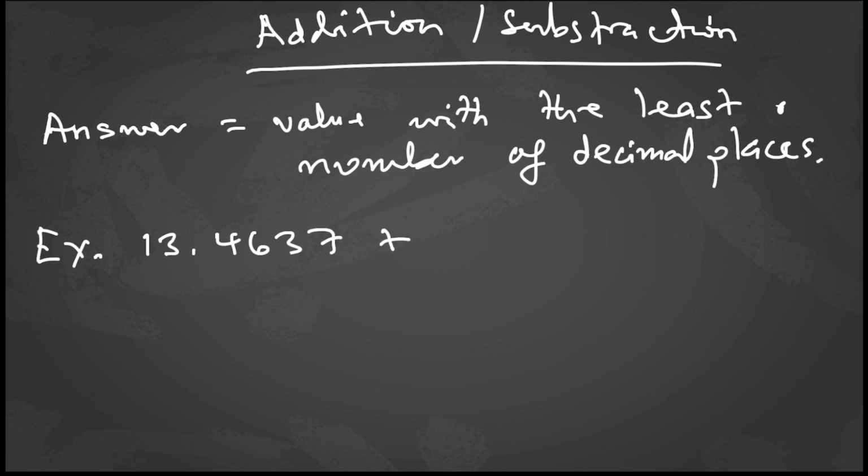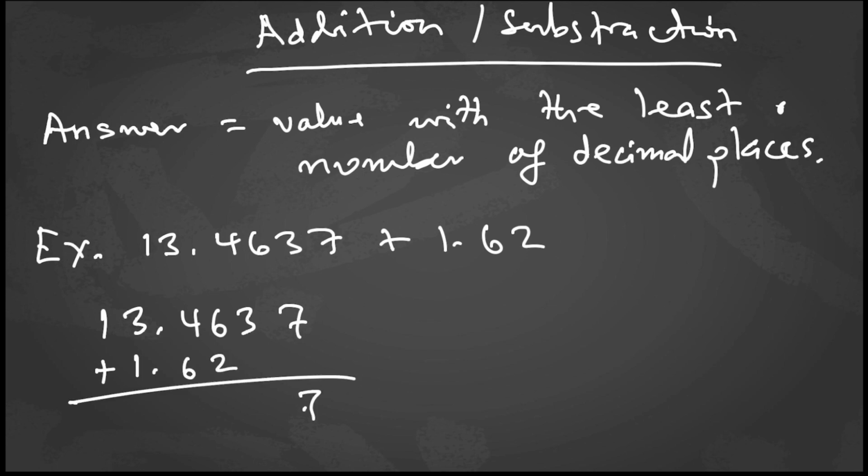13.4637 to 1.62. If we're doing this, we know that we can arrange this as the following. If we do this, we see that we're going to have 7, 3, 8, then this is 10, so we put 0, and then we carry over the 1 to this, so we get 5 and 1.